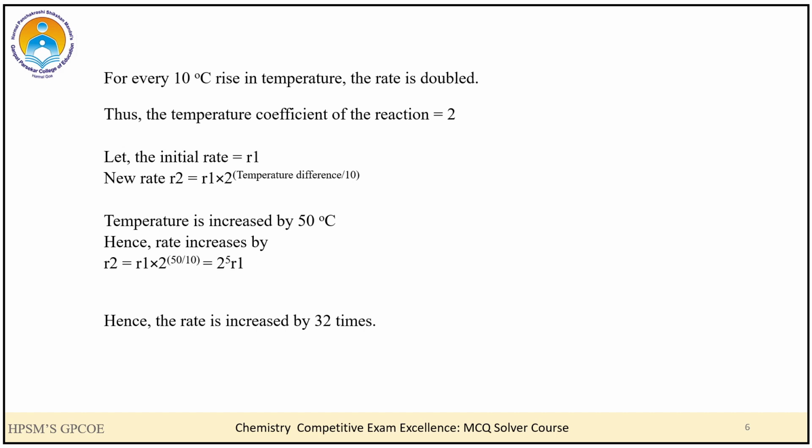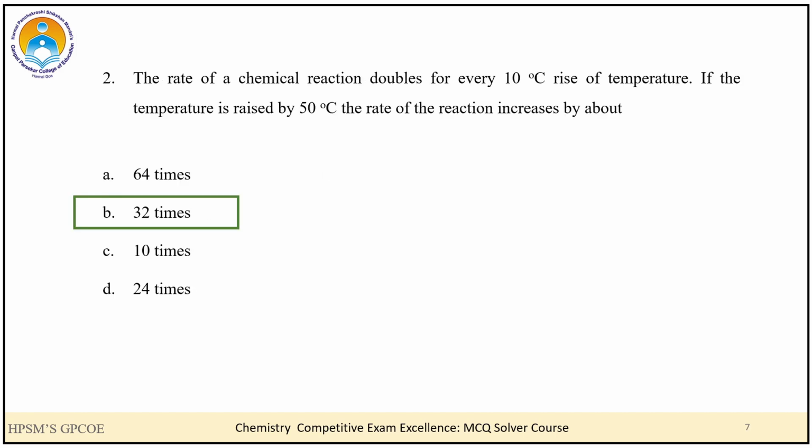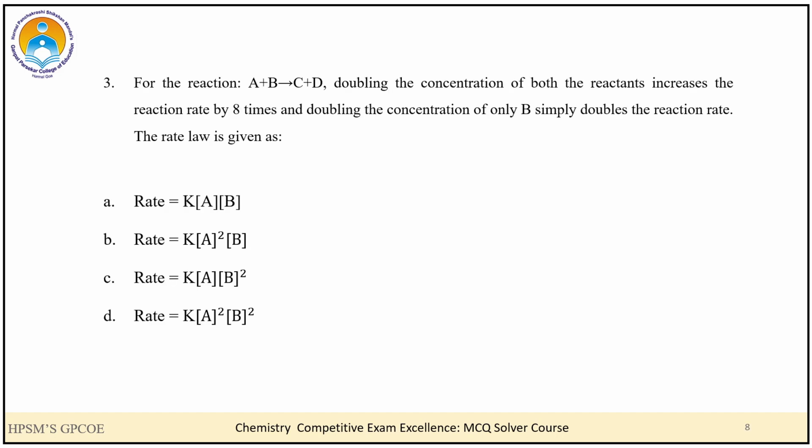Temperature is increased by 50 degrees Celsius. Hence, the rate increases by R2 is equal to R1 multiplied by 2 raised to 50 divided by 10. This will give you 2 raised to 5 times R1. 2 raised to 5 is 32. The option number B, that is 32 times, is the correct option. Moving on to question number 3.